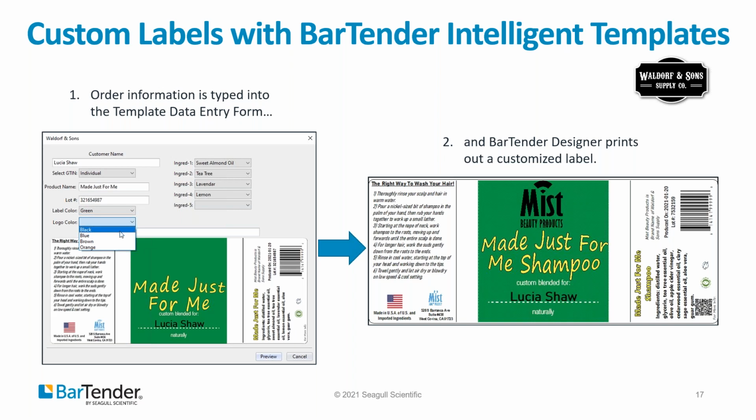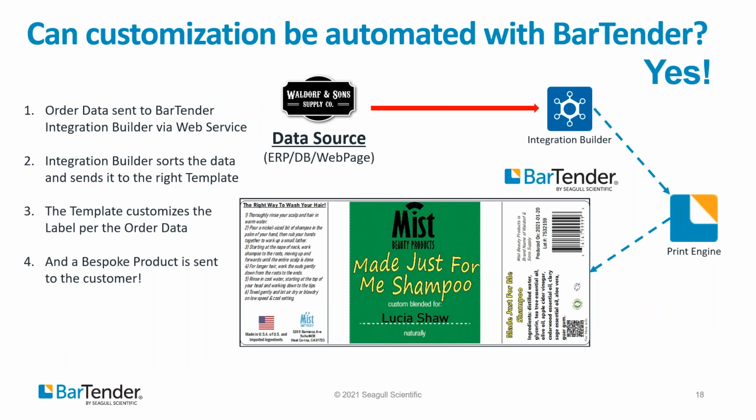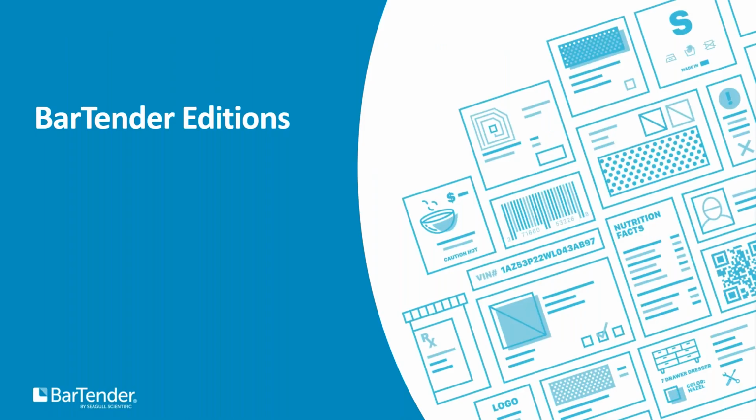With intelligent templates, you can generate customized labels quickly and easily, and I'm going to show you how you can do that. After that, we're going to see how we can then take that same level of customization and automate it to where you don't have to have a person doing it. You can just have the information flow in, and between Integration Builder and the intelligent templates, BarTender will generate those customized labels quickly, easily, and accurately. So let's get started then.